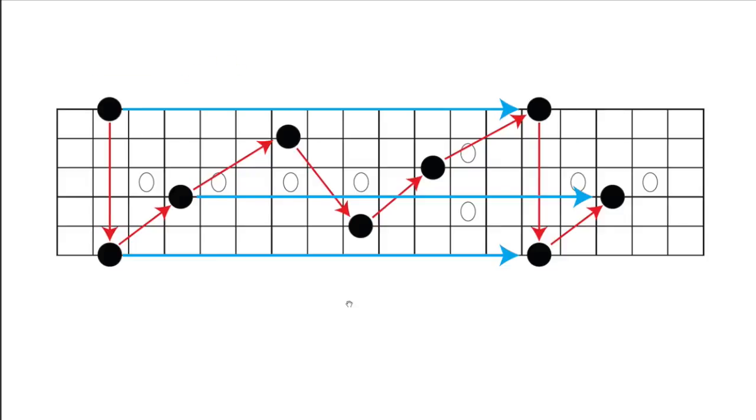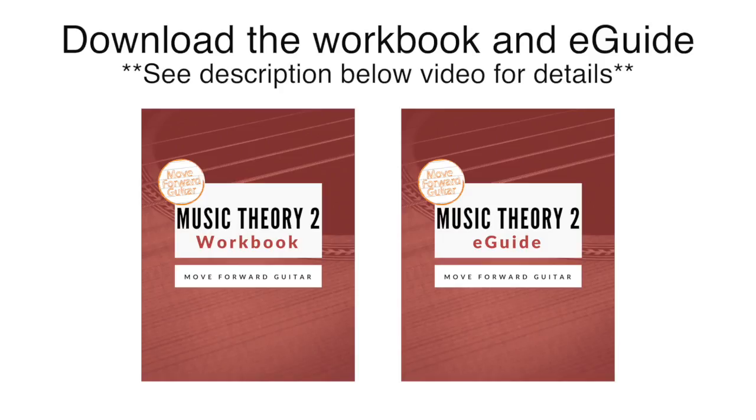So that's more on octave shapes and how they can help you find notes up and down the fretboard. In the next lesson, I'm going to talk about unison shapes. Look in your Music Theory 2 workbook for step-by-step guidance on how to retain this information and what to do next. And remember, all the charts and diagrams for this lesson are in your Music Theory 2 eGuide for you to reference at any time.